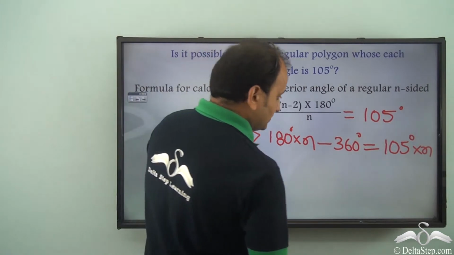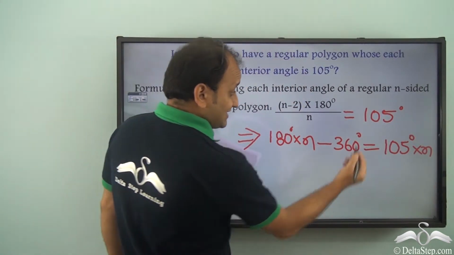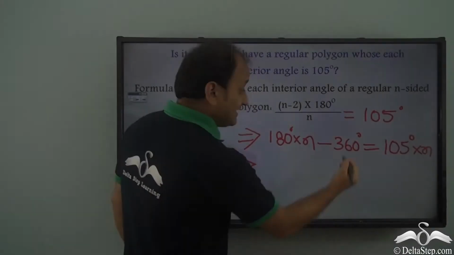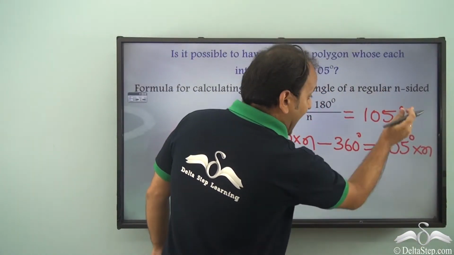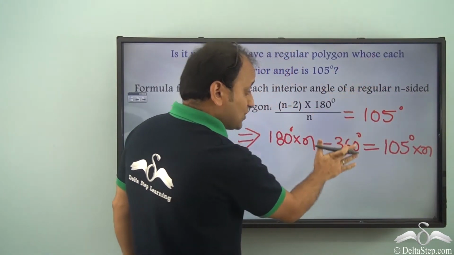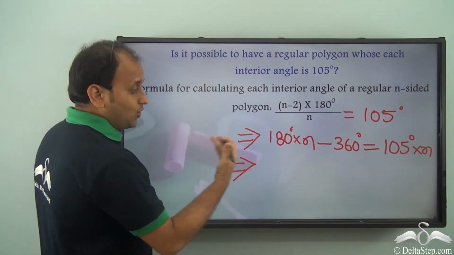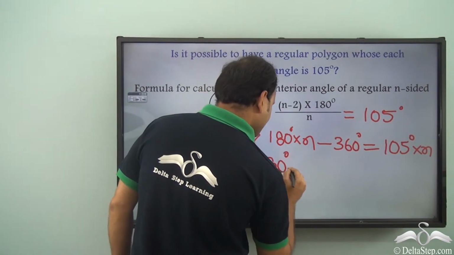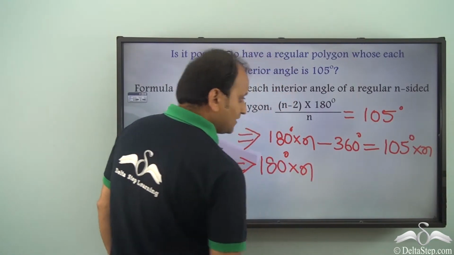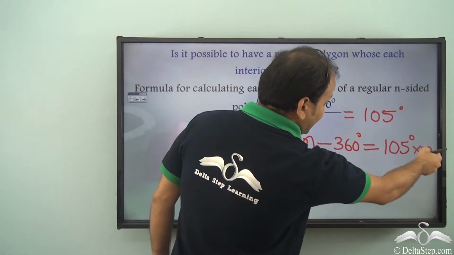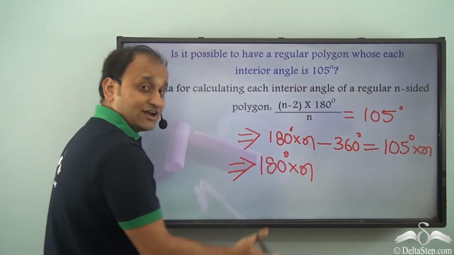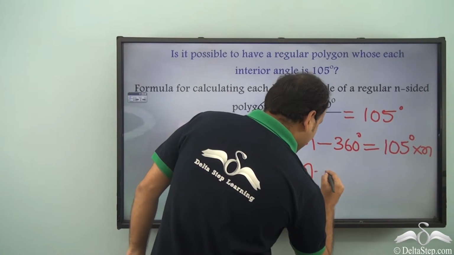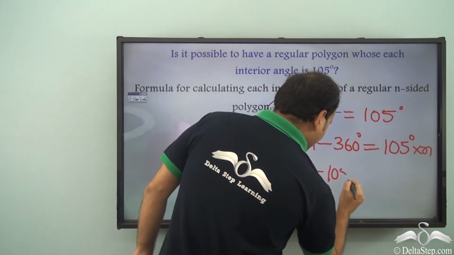Now, what else can we do? Well, we need to get n on one side and the number on other. So, we take 360 degrees on this side and we bring 105 degrees into n on this side. So, what will it become? We already have 180 degrees into n. Now, this 105 degrees into n, when it comes to this side of the equation, then it will take a negative sign. So, we'll have minus 105 degrees into n.